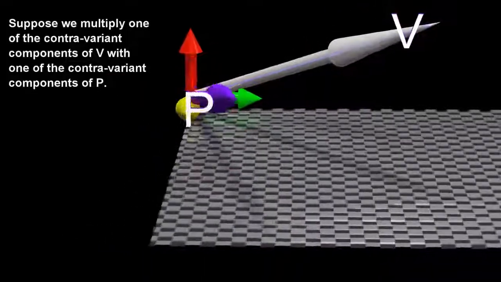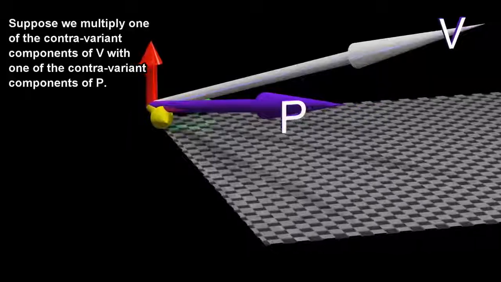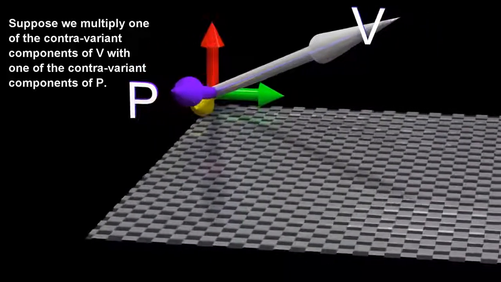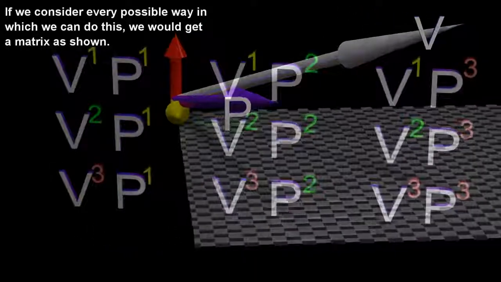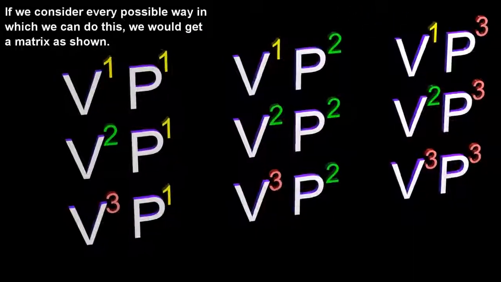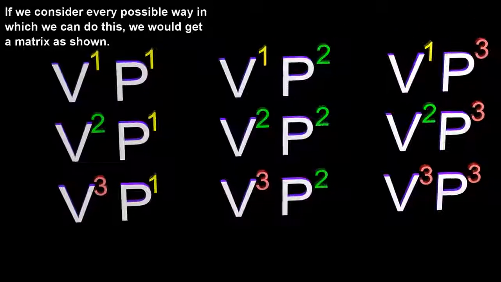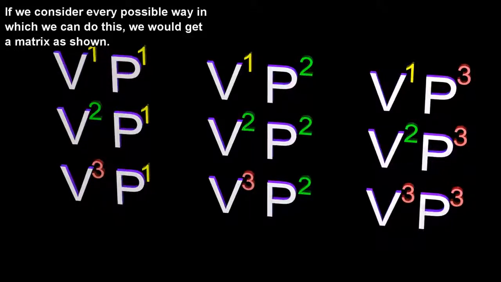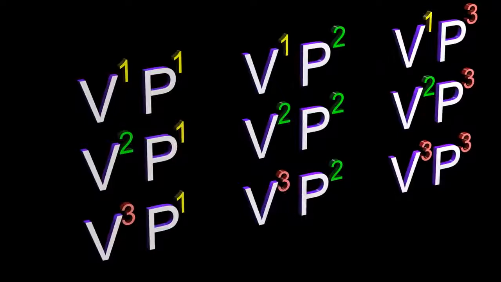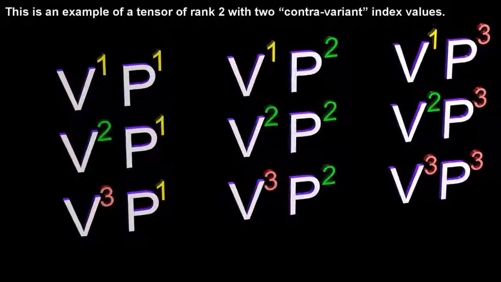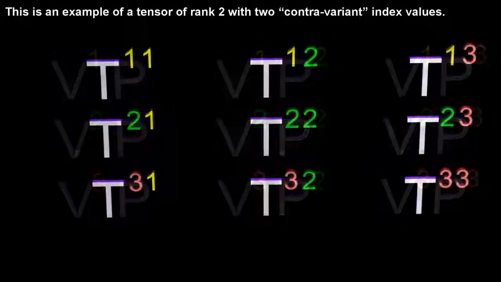Suppose we multiply one of the contravariant components of V with one of the contravariant components of P. If we consider every possible way in which we can do this, we would get a matrix as shown. This is an example of a tensor of rank 2 with two contravariant index values.